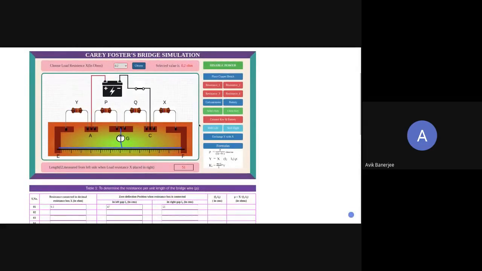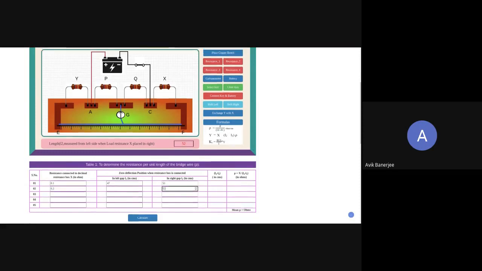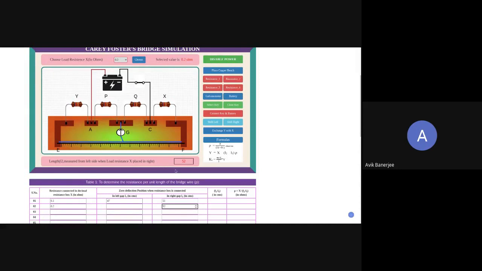There is a problem with this thing. Whenever I'm choosing this, it is showing null point here, but it is not the true null point. I have to shift right and left, and then you'll see that at the particular point there is a deflection. So I'm going to shift right, and you see that the null point is 52 when X is connected in the right gap. The resistance is 0.2 ohm. It is 52, right gap L2. This is 52.